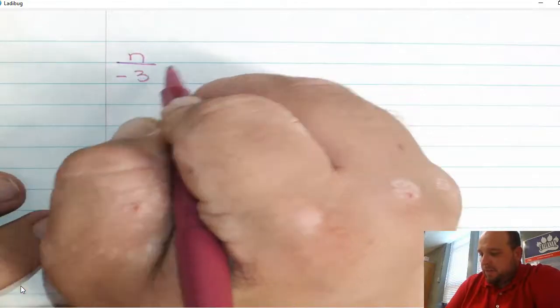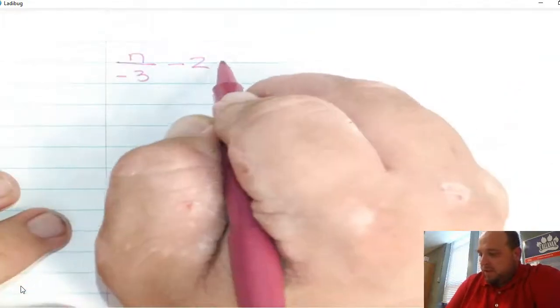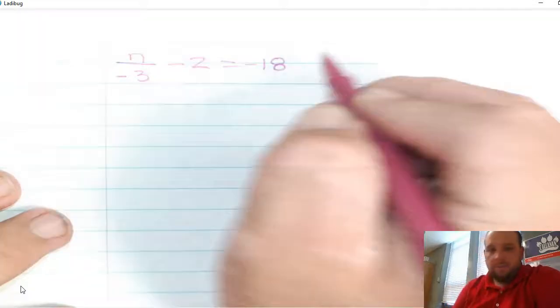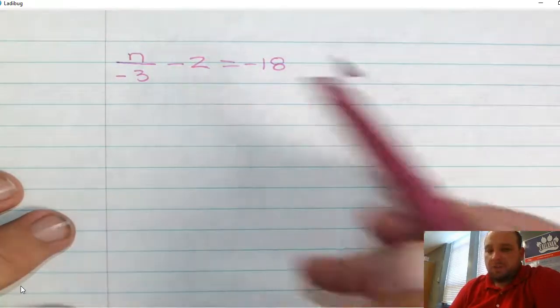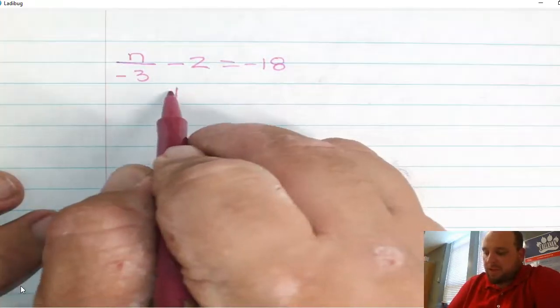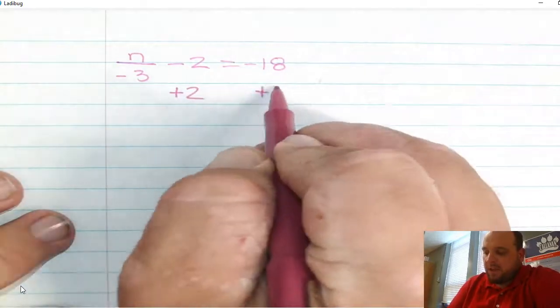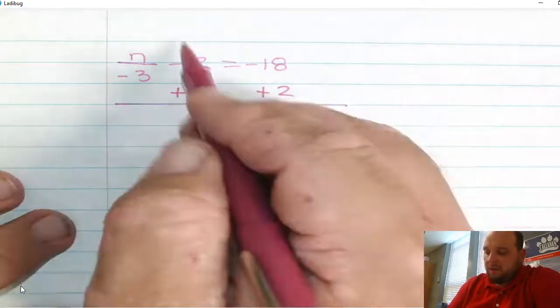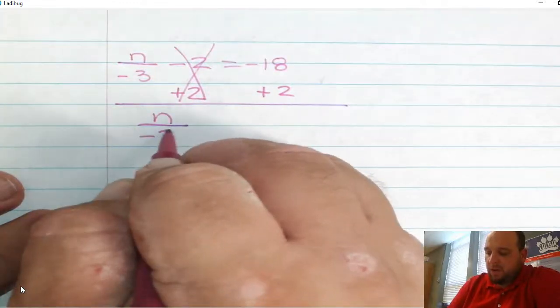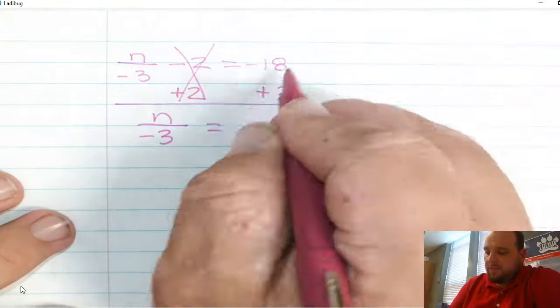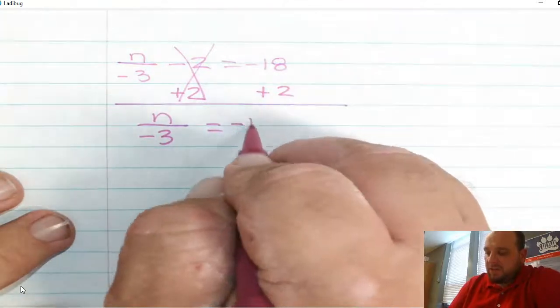All right, the example I'm going to show you is n divided by negative 3 minus 2 equals negative 18. Again, we just work backwards. We're looking for addition and subtraction. I see that there's a minus 2, so the first thing I'm going to do is add 2 to both sides of the equal sign. So here's a plus 2 on this side and a plus 2 on this side. When I do that, these opposites cancel out. That leaves me with n divided by negative 3, or n over negative 3. Negative 18 plus 2 gives me negative 16.